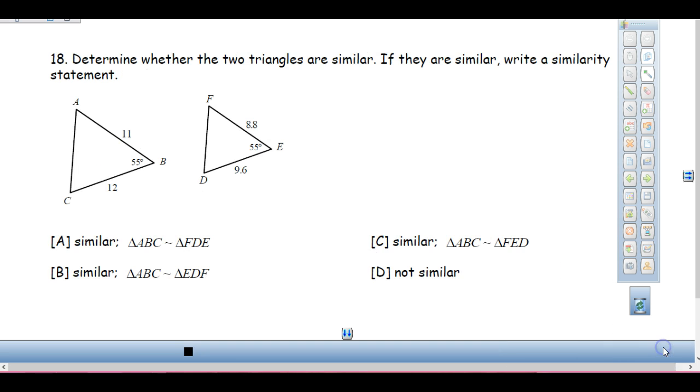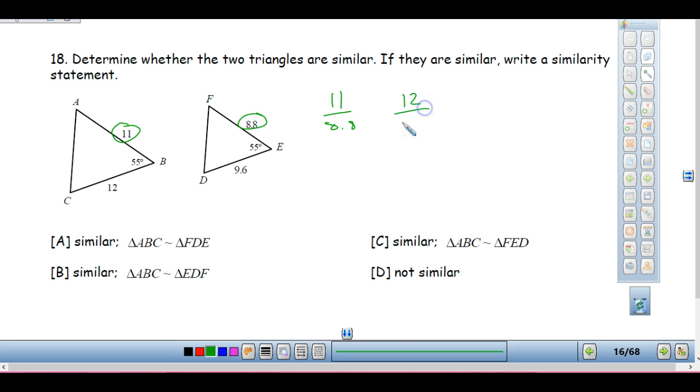Okay, so now we go to this one. We've got to figure it out. We've got one angle, but in order to use side angle side, we also need to know, are our sides going to be the same ratio? So is 11 over 8.8 the same as 12 over 9.6? So 11 over 8.8 gives us 1.25. 12 over 9.6 gives us 1.25. So yes, they're similar by side angle side.